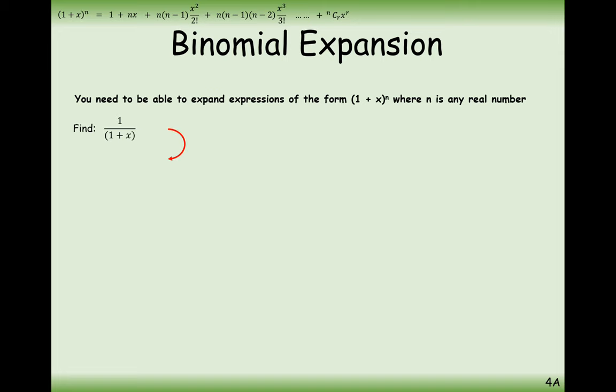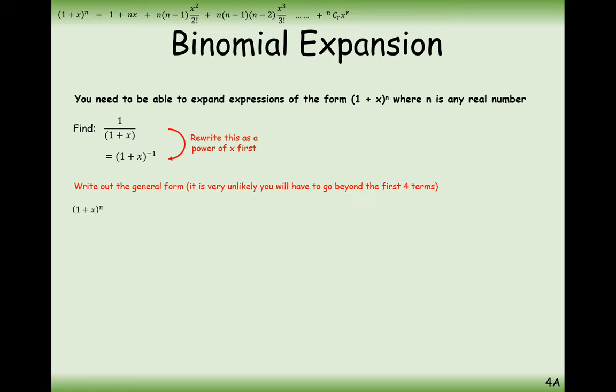So let's have a look at one where we don't have a positive whole number as n. Let's give it a negative number this time. So in this case here, we're going to write 1 over 1 plus x as 1 plus x to the power of minus 1. So when we use the binomial expansion, we're going to substitute in n equals minus 1 and x can stay as x.